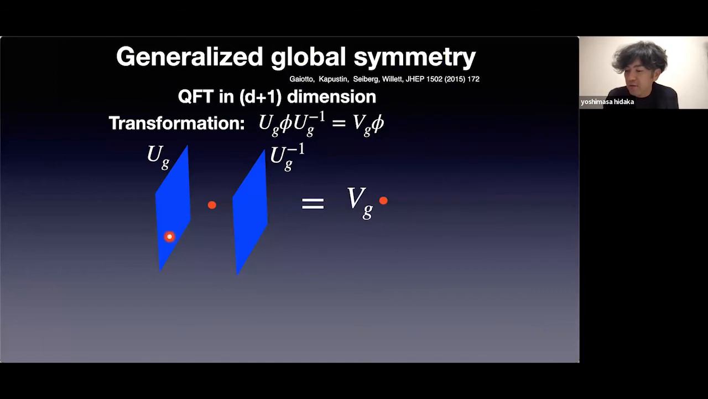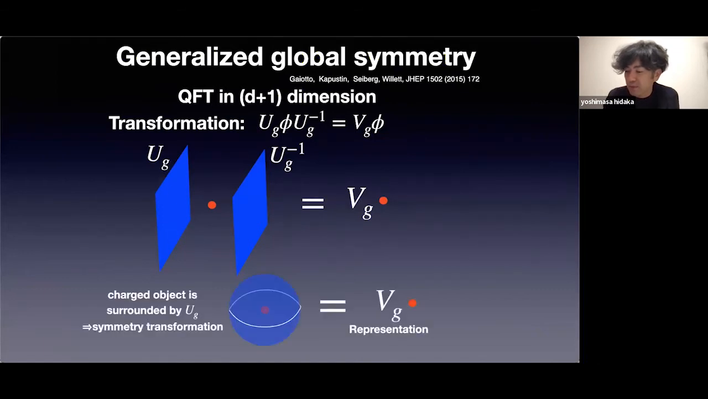But as I said, this operator is topological. Then you can deform this operator to something like this. So in general, the symmetry transformation rule is: the charged object phi is surrounded by the symmetry generator, and that gives you the transformation. So that is the rule in the global symmetry, the ordinary global symmetry.